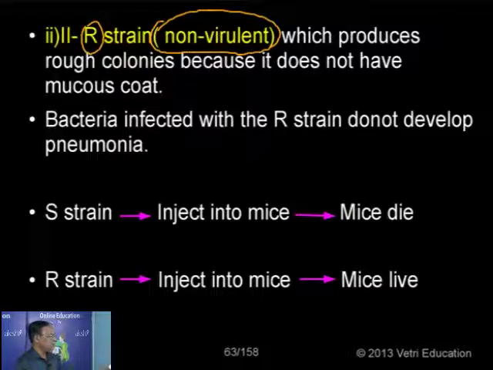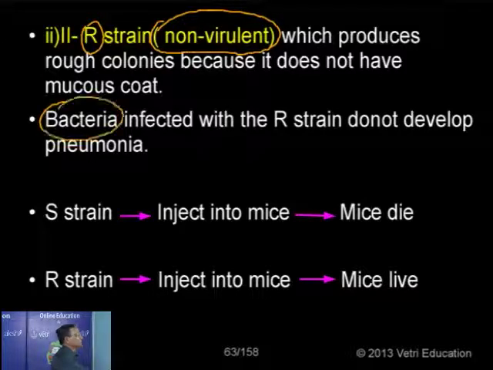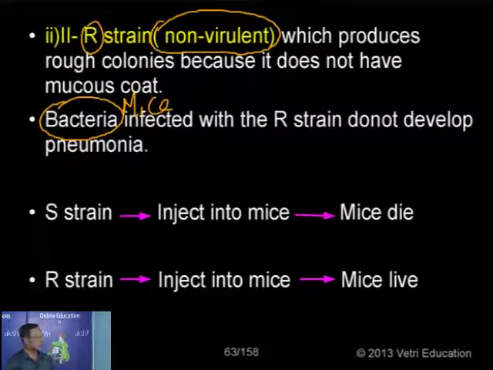Normally, mice infected with the R strain do not develop pneumonia. That's why it's called avirulent. So there is a meaning for that.